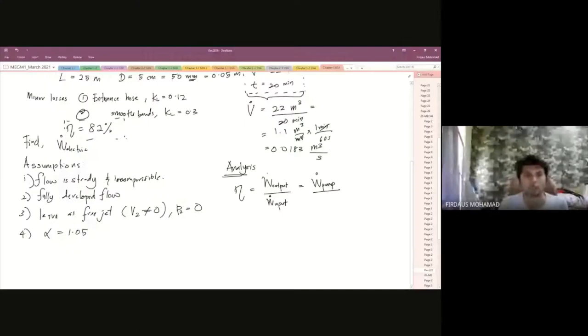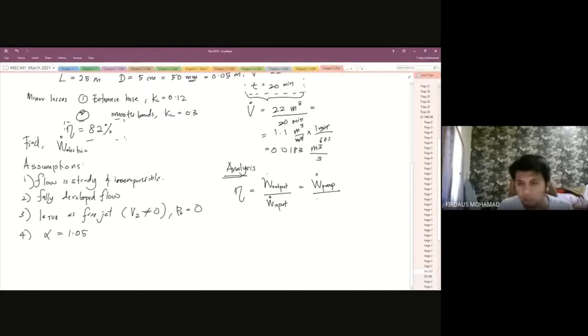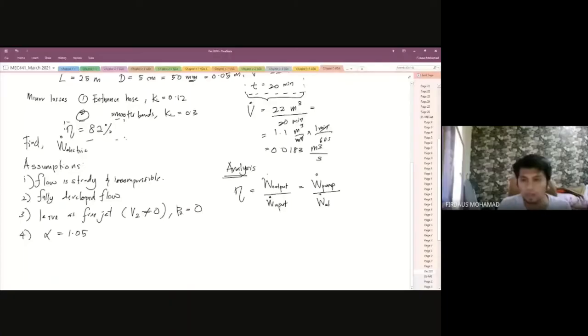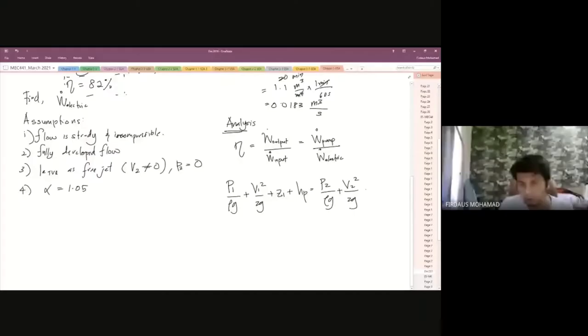Okay, so nak macam mana nak hidupkan pump, kena ada apa? Kena ada electric lah kan? So must be W dot from the electric. Okay, so once kita dah dapat W dot pump, we can get the W dot electric. So how to get the W dot pump? Kita kena start dengan apa? Bernoulli equation. Okay, so P1 over rho g plus V1 squared over 2g plus Z1 plus H pump equal to P2 over rho g plus V2 squared over 2g plus Z2 plus HL. Okay, so this is the Bernoulli equation. And then don't forget to put the alpha, ataupun kinetic energy correction factor.